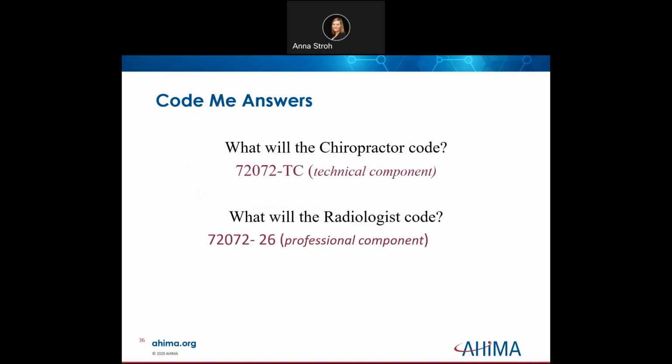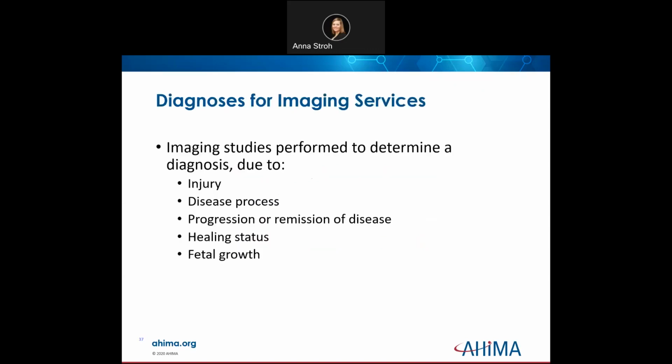Okay, so in this case, the chiropractor would code the technical component because he took the X-ray and provided the X-ray machine and the supplies. So he would code 72072 with the TC modifier. Then the radiologist would bill for the professional component, which is 72072 with a 26 modifier.